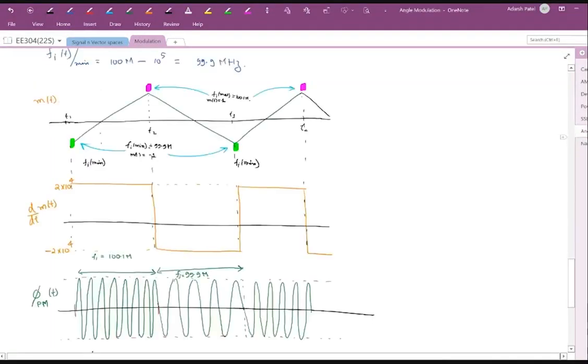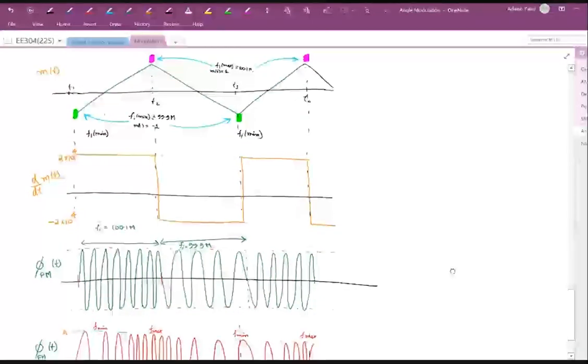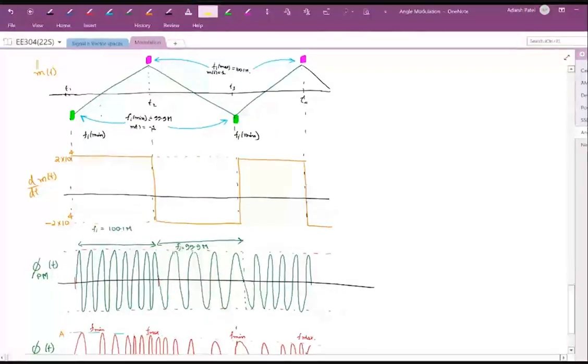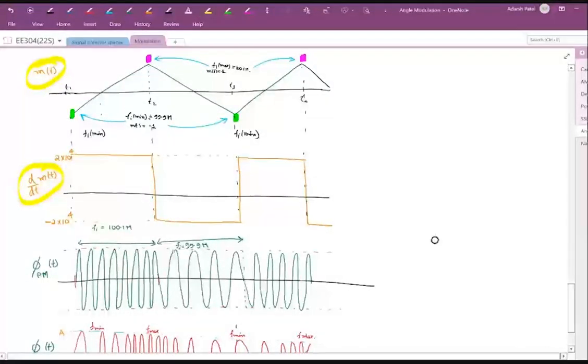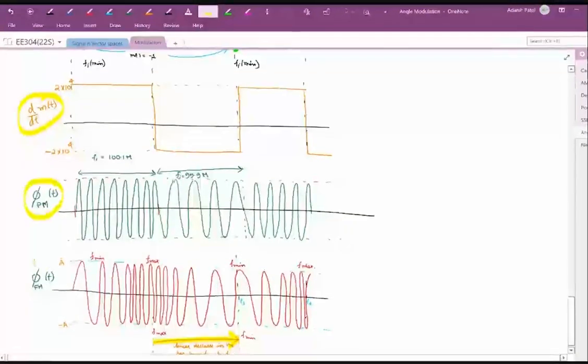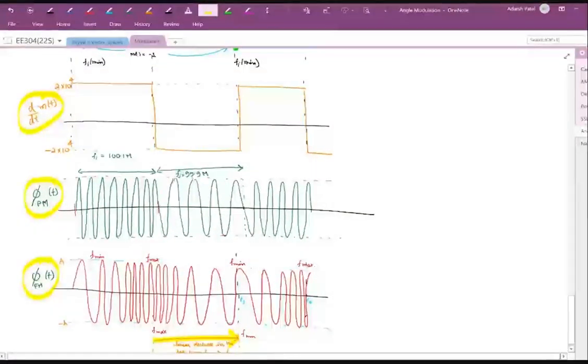So in the previous lecture, you have seen this. We have seen the message signal, and we saw this dm/dt of m(t), the message signal. That means the differential of the message signal. We drew these two. First, we obtained the message signal, and then we obtained dm/dt of m(t), and then from there we obtained the phase modulated signal and frequency modulated signal, PM and FM.